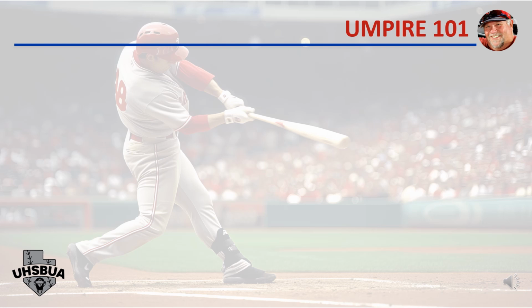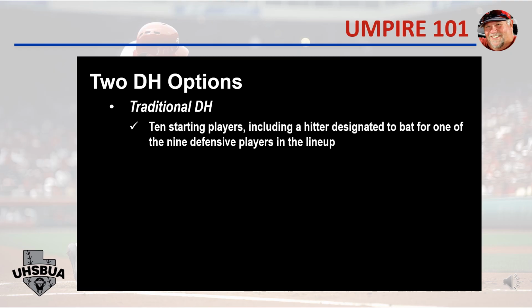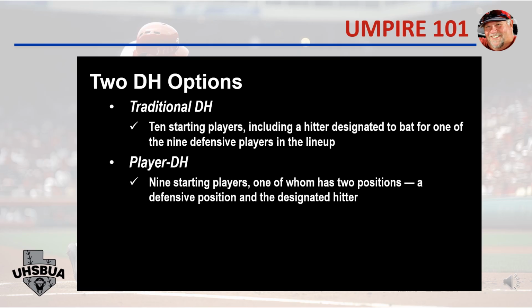Now let's review the rules that govern the designated hitter and the available options. Coaches have two options for using the DH: the traditional DH, which includes 10 starting players, including a designated hitter, or the player DH, which includes 9 starting players, one of whom acts as both a defensive player and the designated hitter.